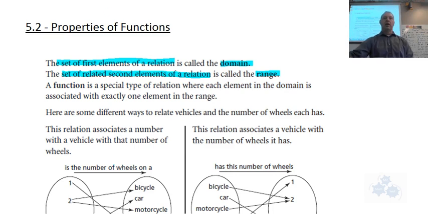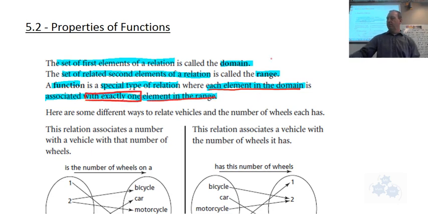Okay. Now, a function is a special type of relation where, and this is really important, each element in the domain is associated with exactly one element in the range. So each element in the domain is associated with exactly one element in the range. No fewer and no more, but exactly one.